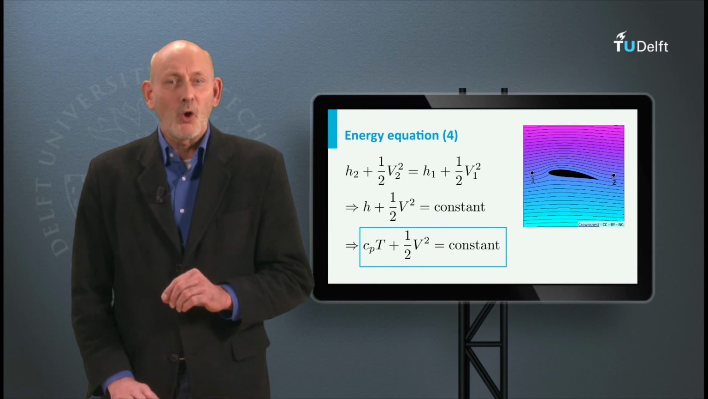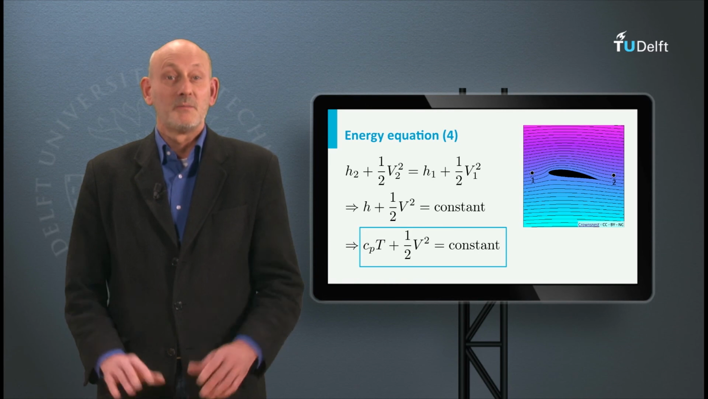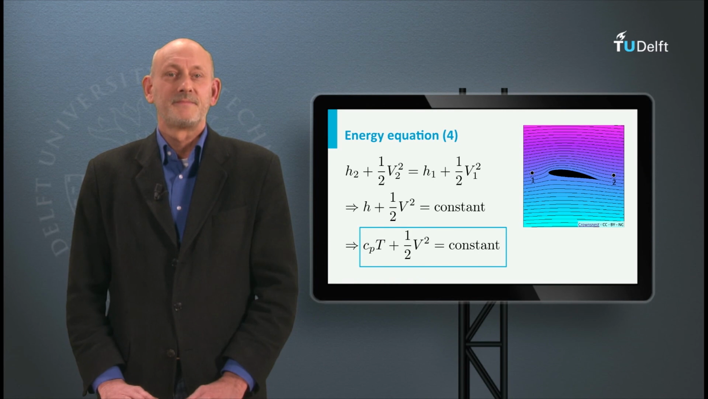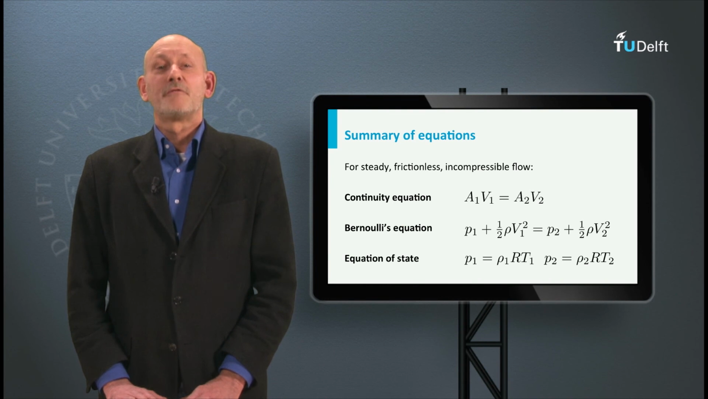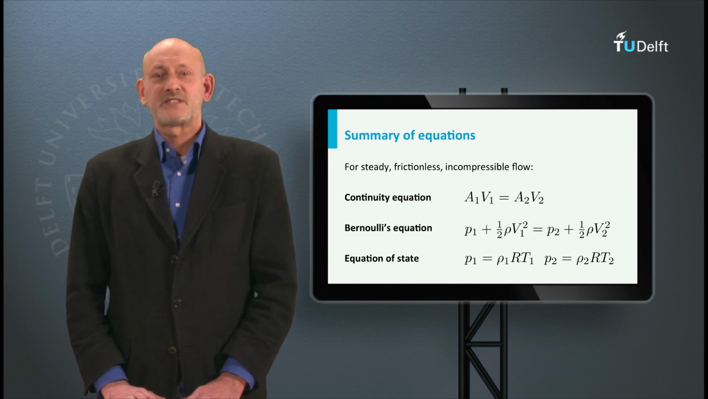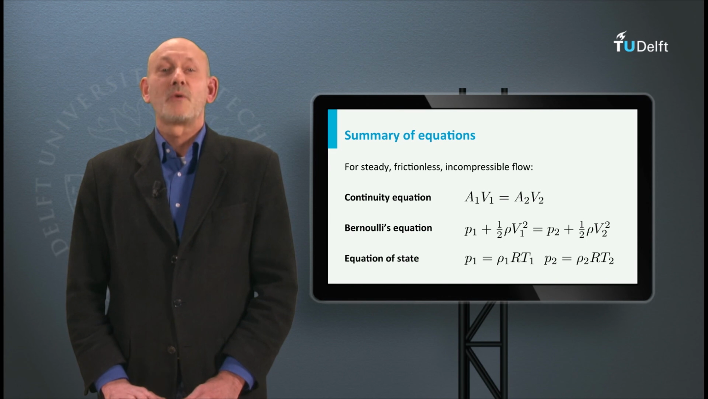Note there is no rho between the half and the V, like in the Bernoulli equation, a mistake that easily can be made. And so, summarizing what we have found, for incompressible flow we have this set of equations: the continuity equation in the incompressible form, A times V is constant, Bernoulli's equation, P plus a half rho V squared is constant, and of course the equation of state for a perfect gas.